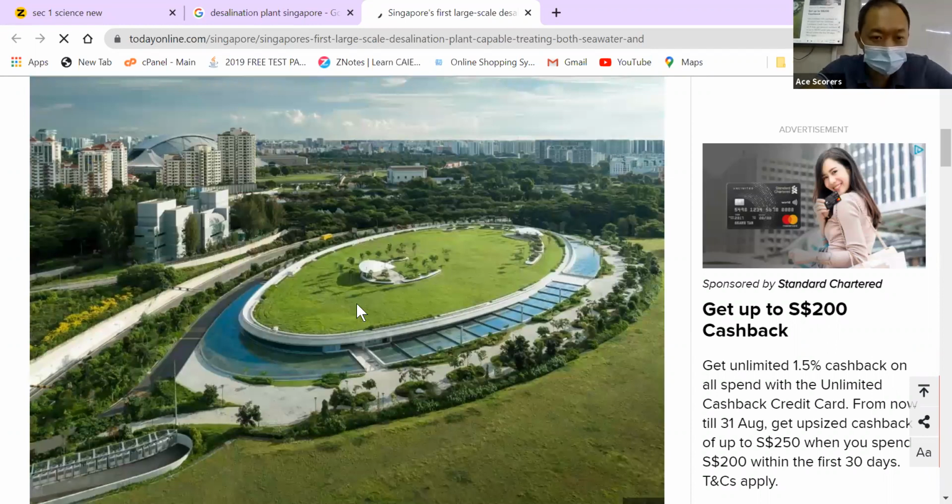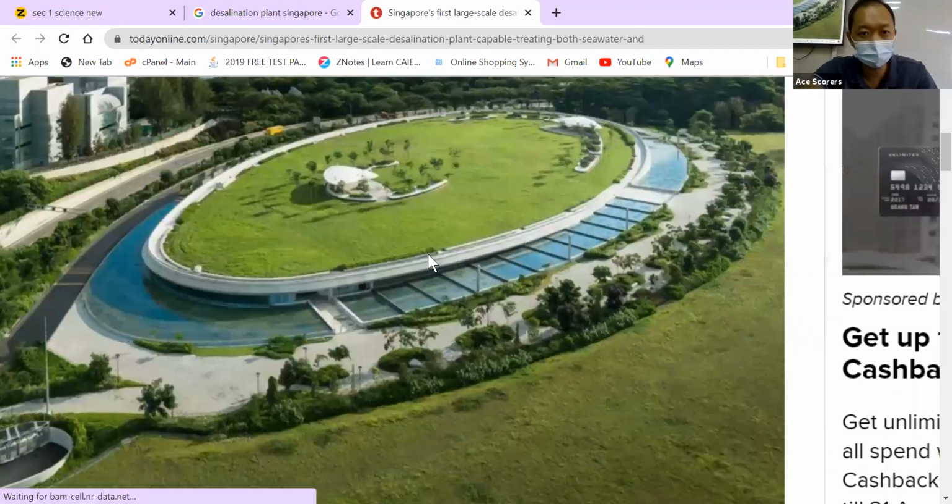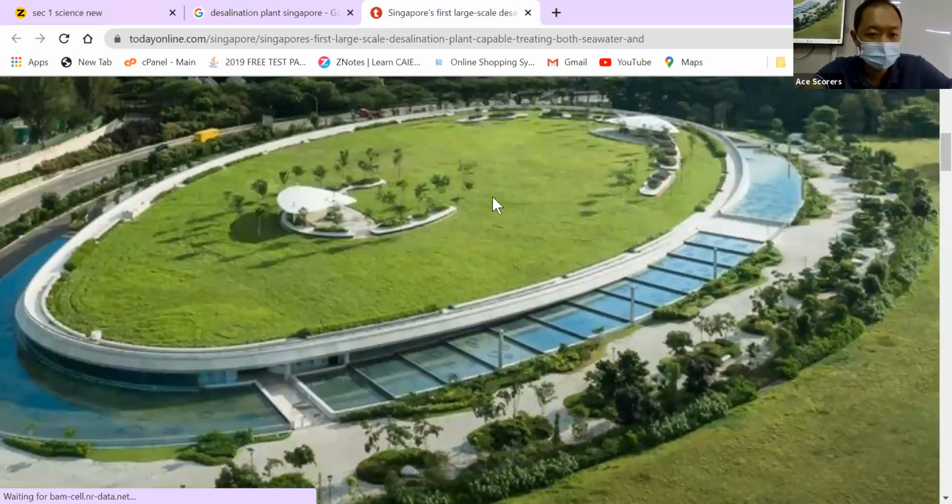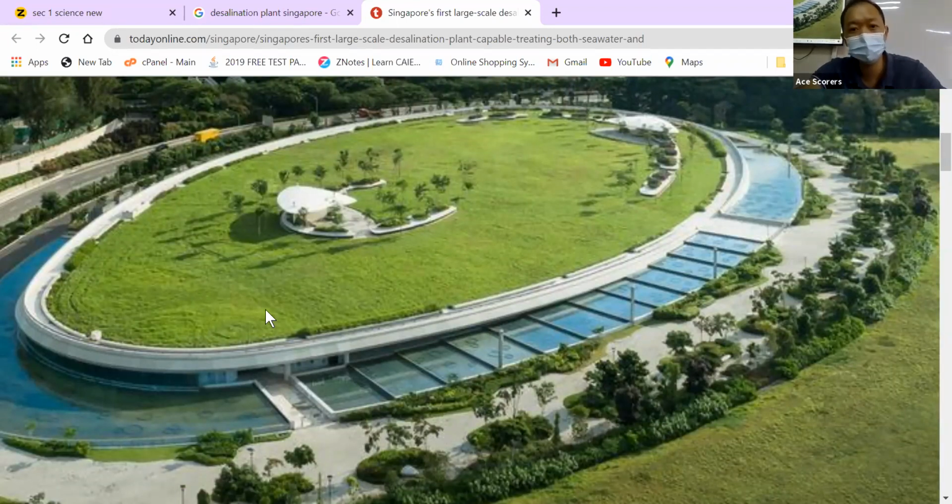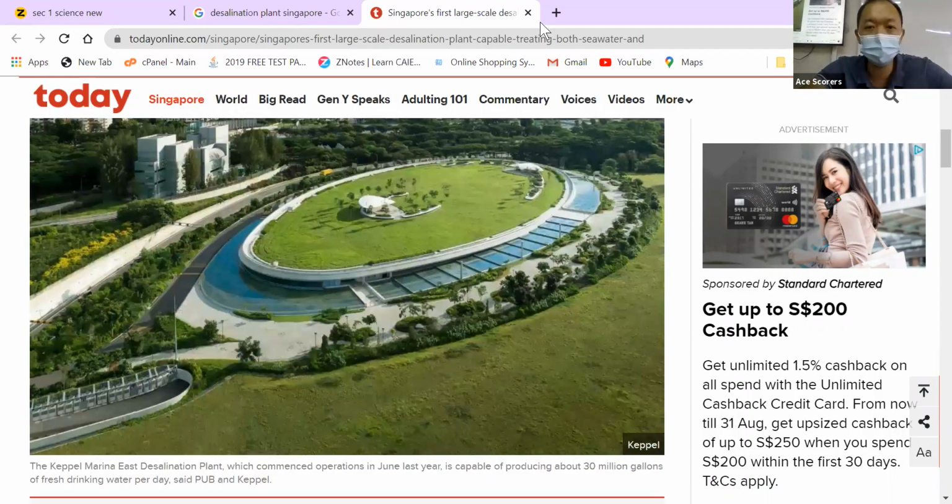Alright, so quite interesting to see this. Do you think the public can go? I think people will go out and fly kites again. Yeah, it will become a kite flying place for people. Okay, so this is where we get some pure water from. Okay, desalination plants. Next one.